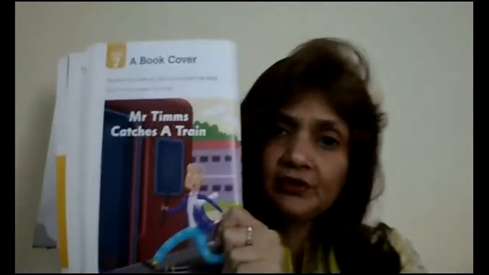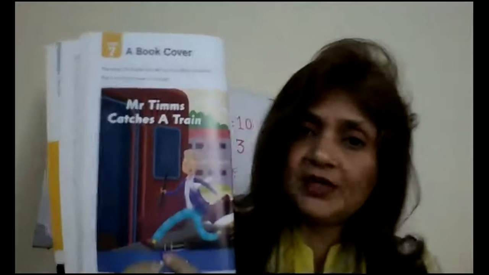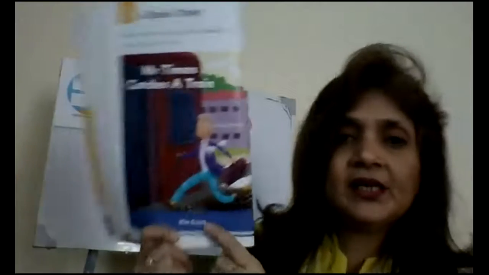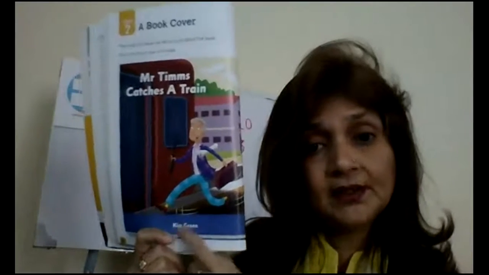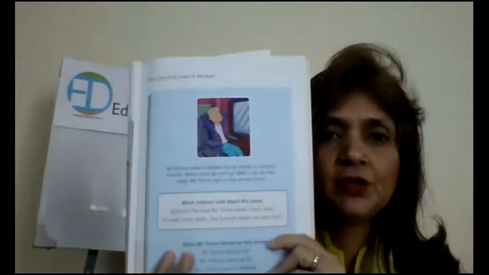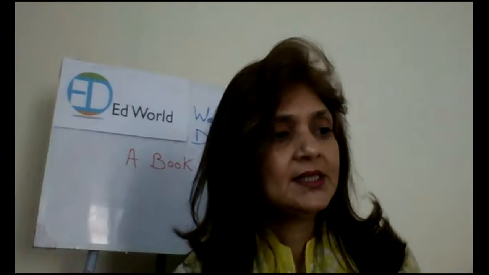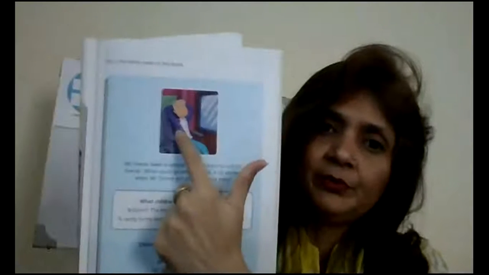Now, this is the front part of the book, which you have seen and from which you have guessed what the story might be. And here, Kim Green is the author. Kim Green is the author, meaning the person who has written this book. Okay. Now, if you turn to the next page, here it tells you that this is the back of the book.